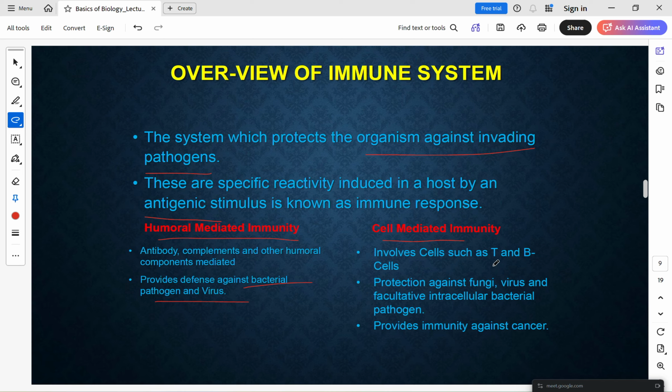Cell-mediated immunity involves cells such as T cells, B cells, essentially various lymphocytes. They protect against fungi, virus, and various bacterial pathogens. The immune system also provides some protection against cancer.